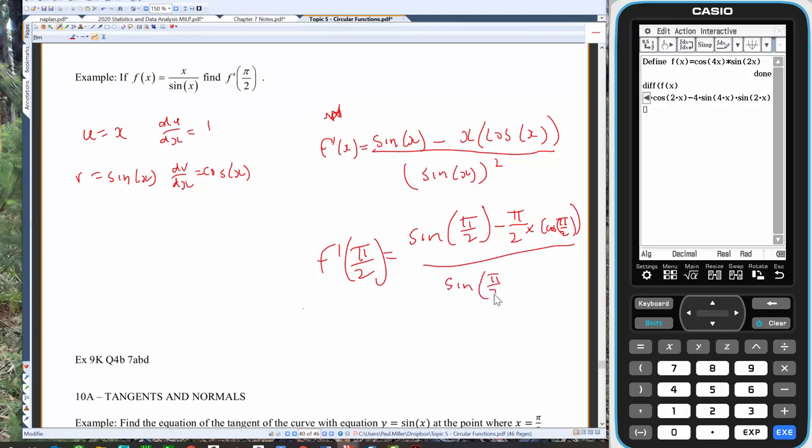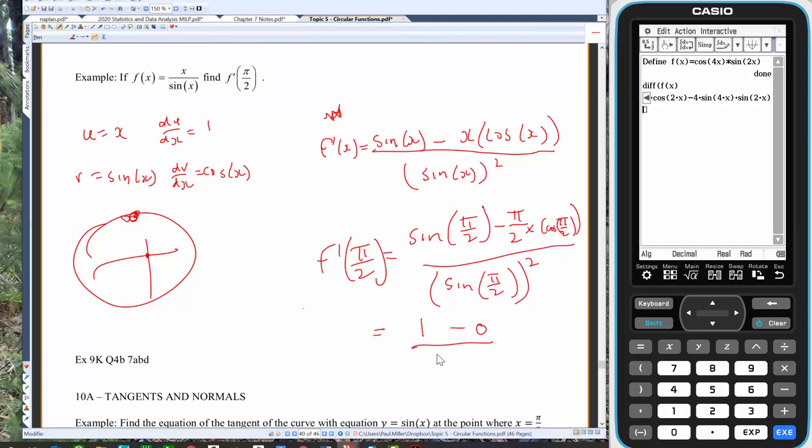all over sine of pi on 2 all squared. All right, so what is the sine of pi on 2? Pi on 2 is here, that's the y value, it's 1. 1 take away, what's the cosine of pi on 2? That's the value of x at that point, which is 0. Pi on 2 multiplied by 0 is 0, so it's just 1 take away 0 all over the sine of pi on 2. We've already established that that's 1. 1 squared is 1. 1 take away 0 is 1. 1 over 1 is just 1. So f dash pi on 2 is simply 1.